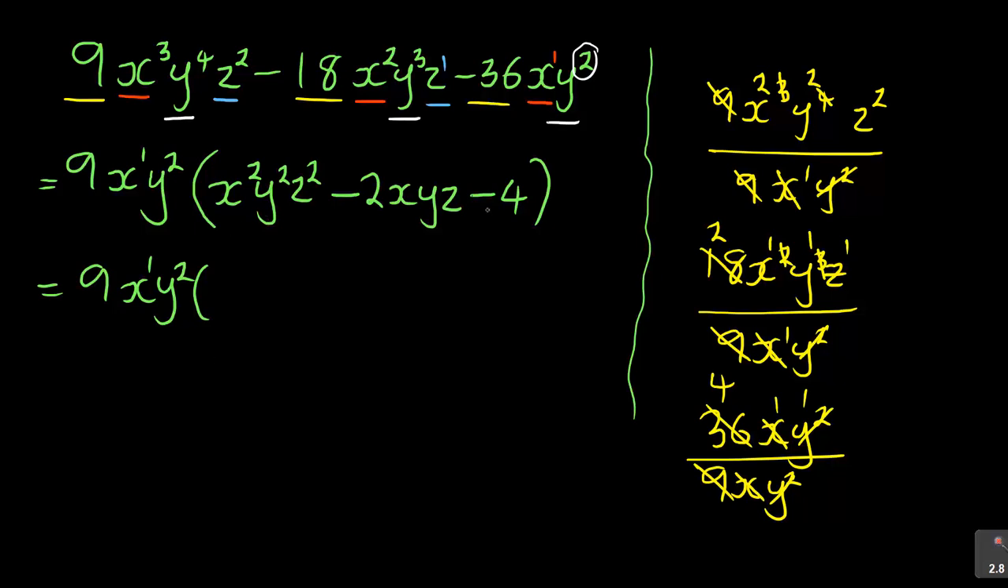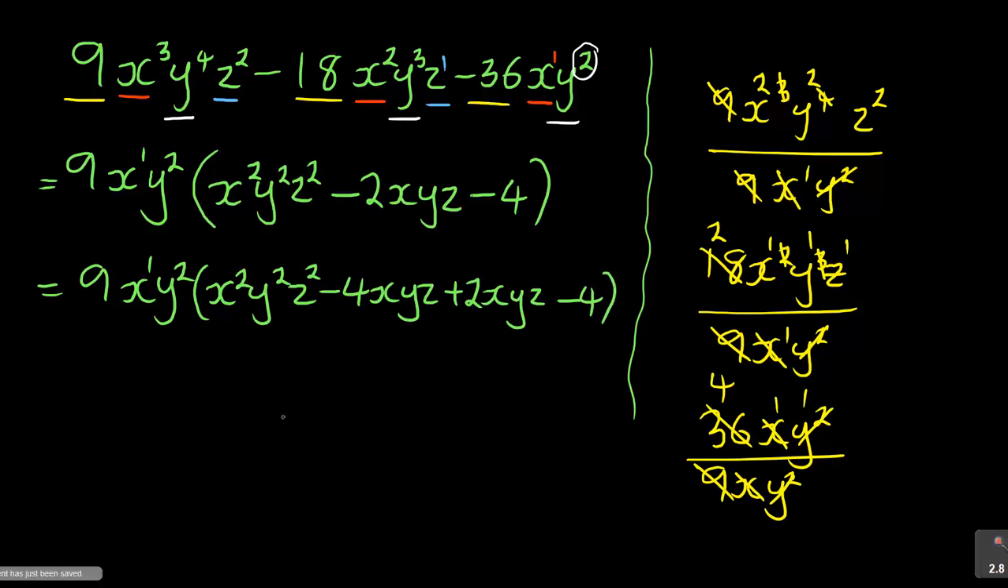Now this can go on further, using the product sum. I'm not going to dwell much on the product sum method, but you look at this, I can write this as x squared y squared z squared. Now minus 2xyz is same as minus 4xyz plus 2xyz. If I say minus 4 plus 2 is minus 2, right? And then it's minus 4. This is the product sum method that I'm using.